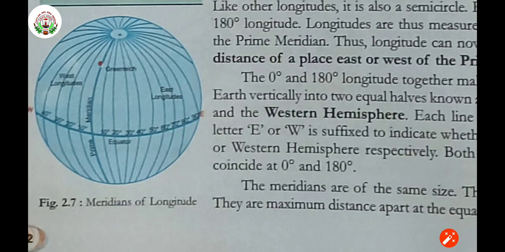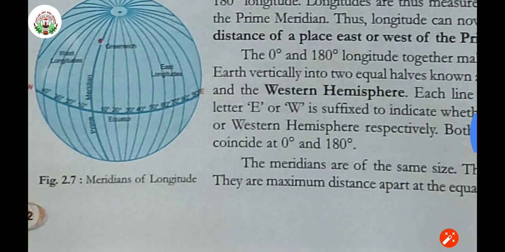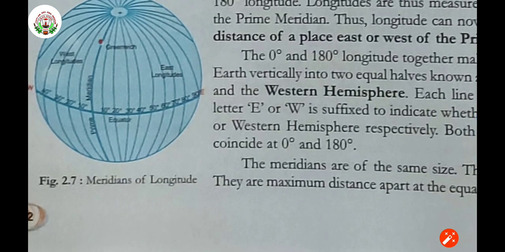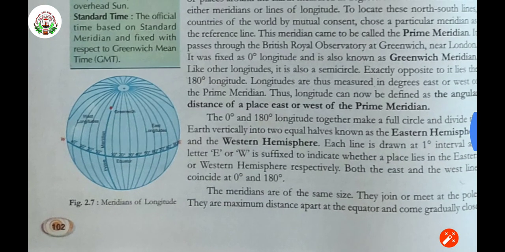See, the lines are moving from north to south. And here the red spot is the Greenwich meridian, which is taken as a reference line. From here, towards the west side and towards the east side, the degrees are calculated. You can see here near the equator degrees are given: 10, 20, 30, 40, 50, like that. In the west side also and in the east side also you are going to find it.